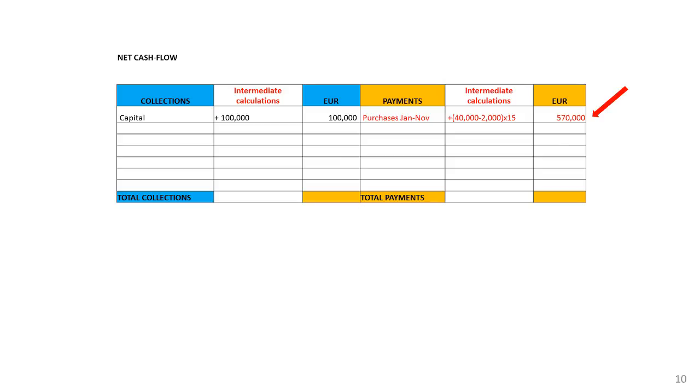Since Copen buys the same quantity of product every month, 2,000 units, in 2016 they pay for 38,000 units, that's to say, 40,000 units purchased in the whole year 2016 minus 2,000 units purchased in December. The payment of December purchases is still pending at the end of 2016. The products are valued at their purchase price, 15 euros per unit.